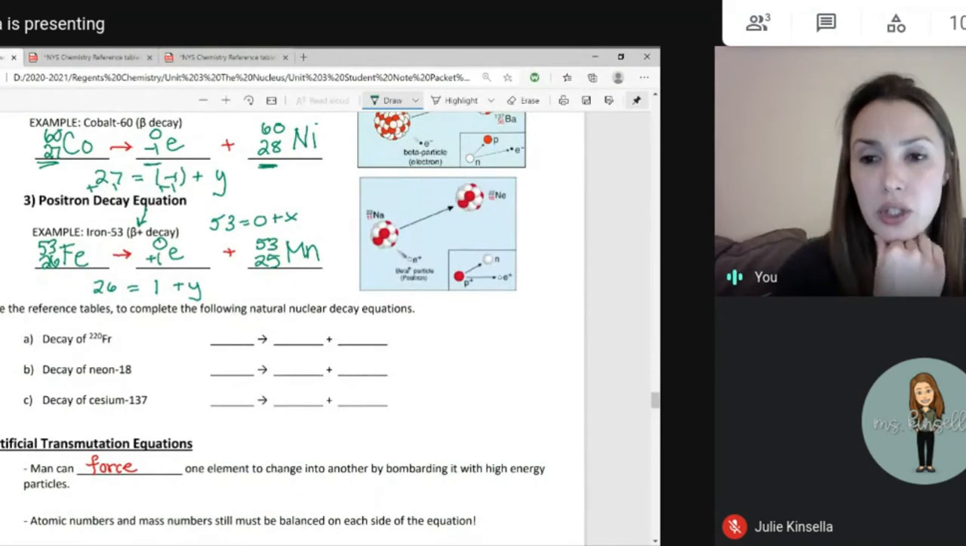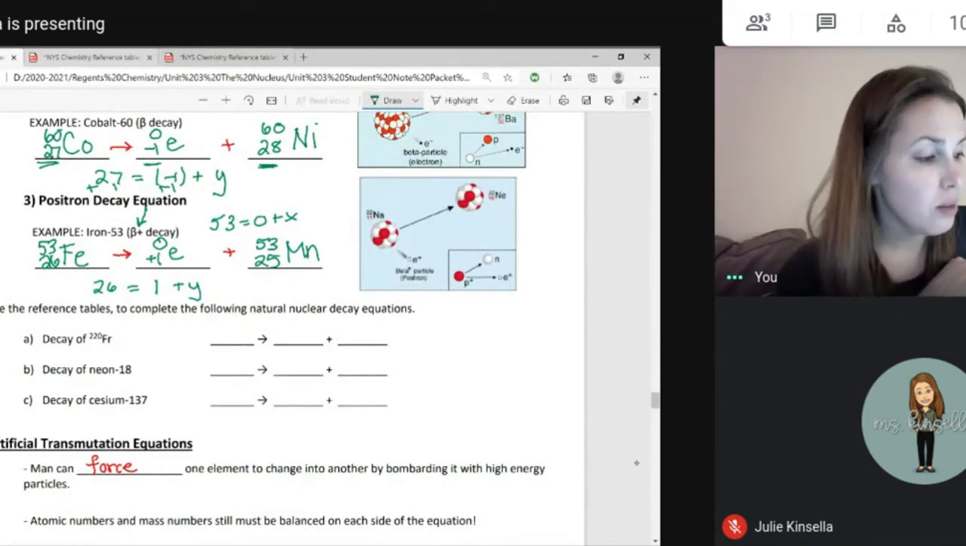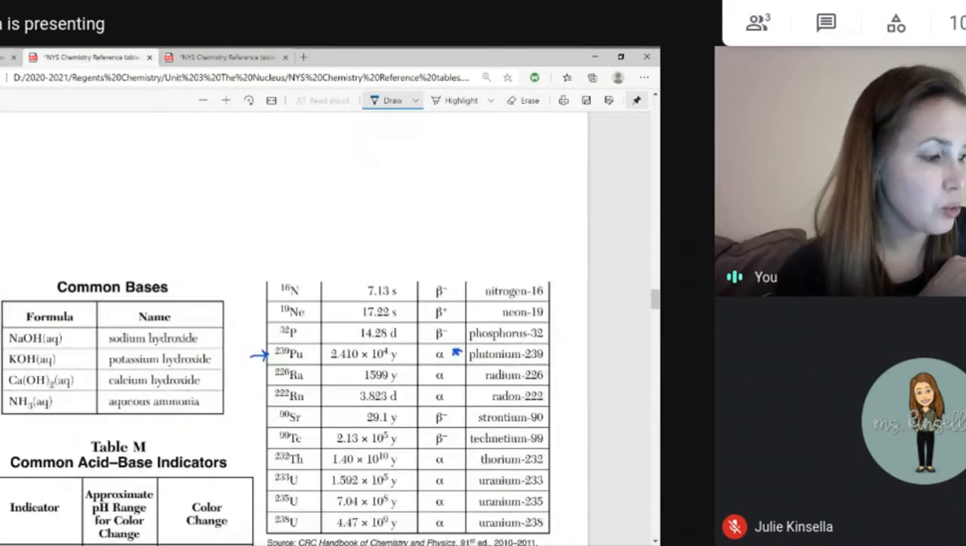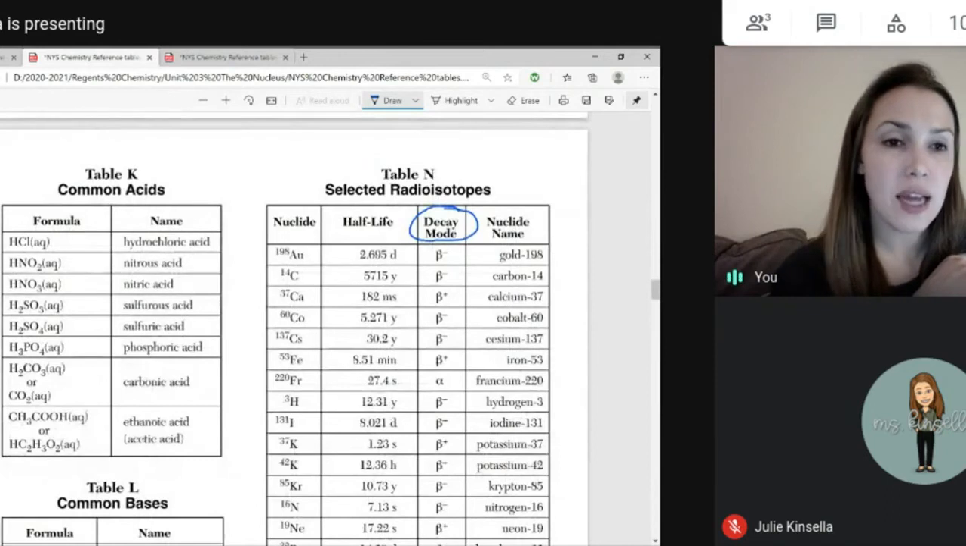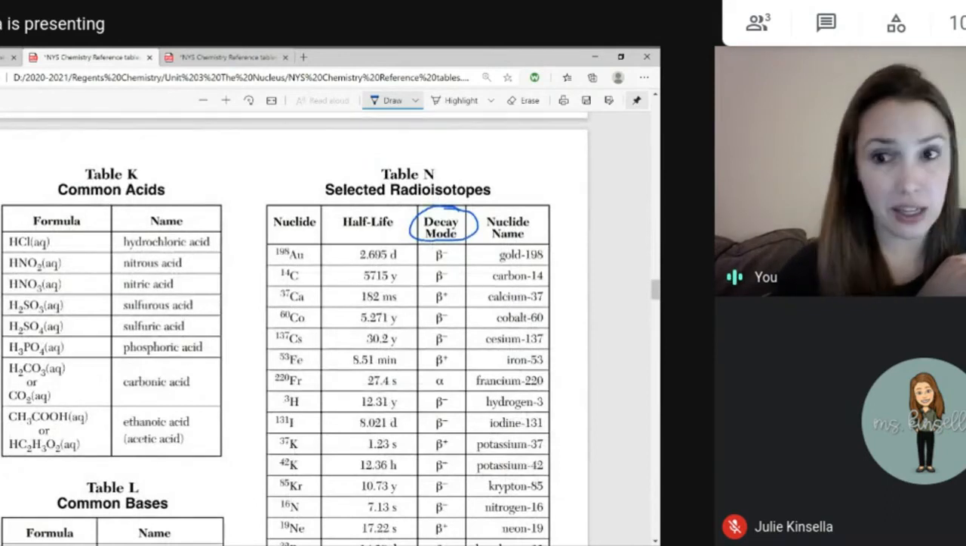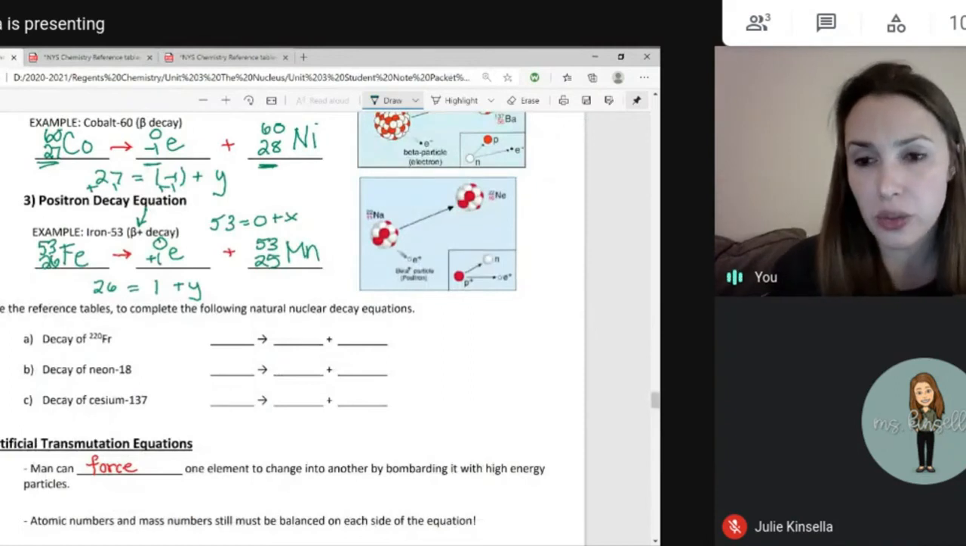So what I would like you to do is to pause the video, see if you can use table O, but also table N to look up what type of decay it's undergoing. So you can pause it and then come back and actually check over to see how you did. So let me go through what you should have been doing and hopefully got to the correct answer.